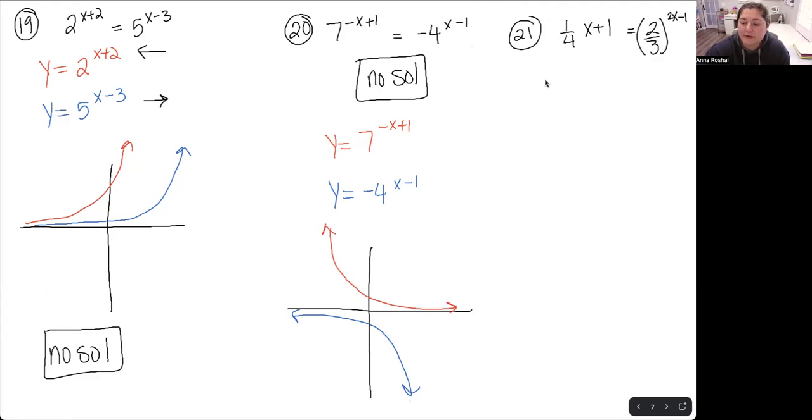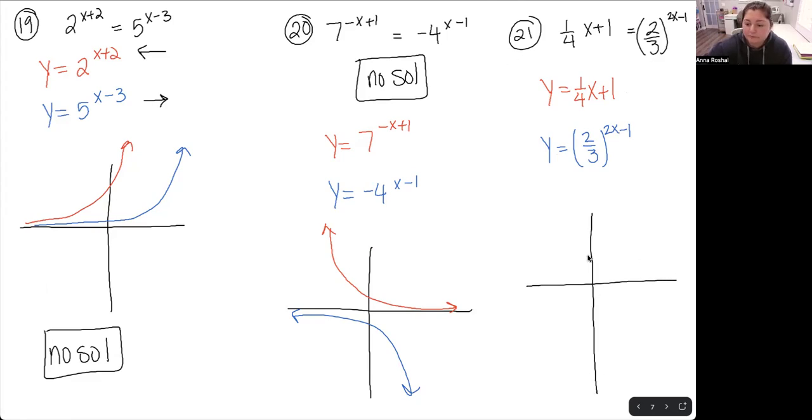So this is a linear function. This should be y equals 1/4 x plus 1. And then this would be y equals (2/3) to the 2x minus 1 power. And then when I graph these two, I'll notice that I'll have one that's linear. So it'll be like 1/4, so kind of like that, where this is 1. Well, okay, we don't need that.